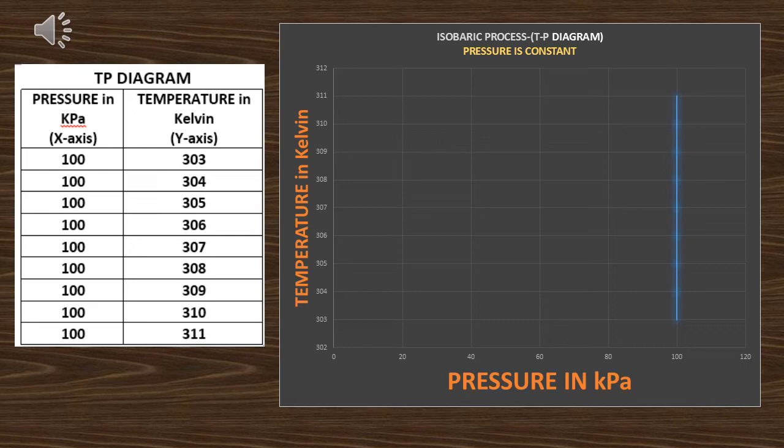Though the pressure is constant, which one is increasing? Temperature is increasing at a particular pressure. So you can see a vertical line. At a particular pressure, temperature alone is increasing. That is the nature of the graph in the case of TP diagram.